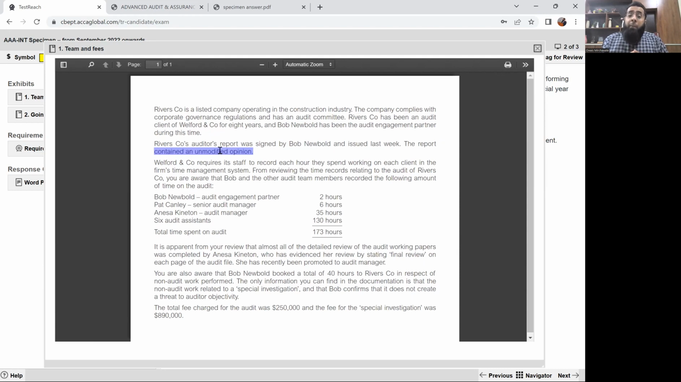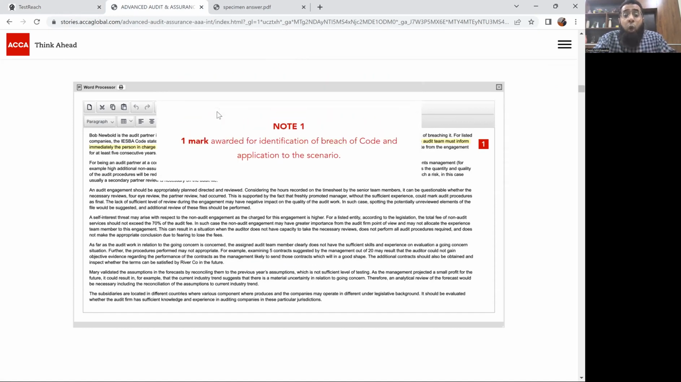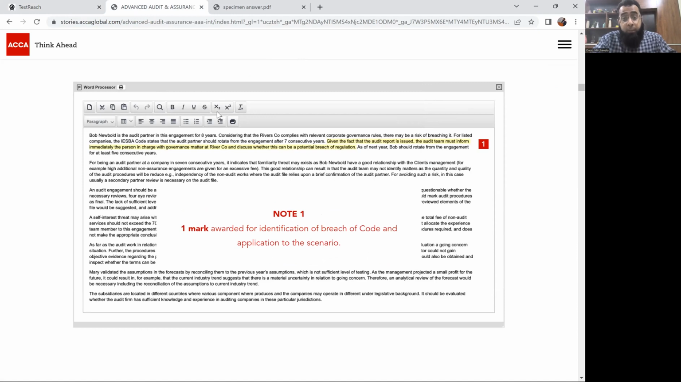Now, if you people remember, I told you that it was very important to look at the fact that the report has already been issued. Okay, so the breach of the ethical code has already been done. Now you cannot say go and refer the second partner review, because that should have been done before the report was issued. Now see, candidate 1 is the candidate who got the best marks in this question.